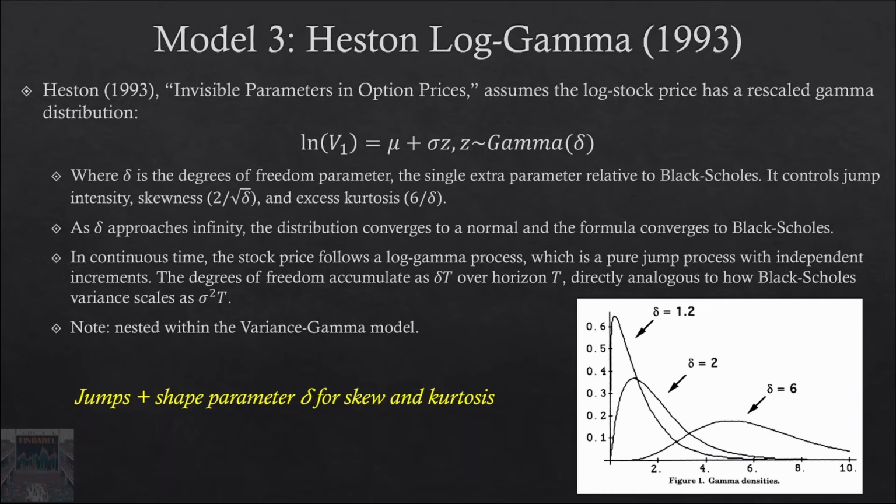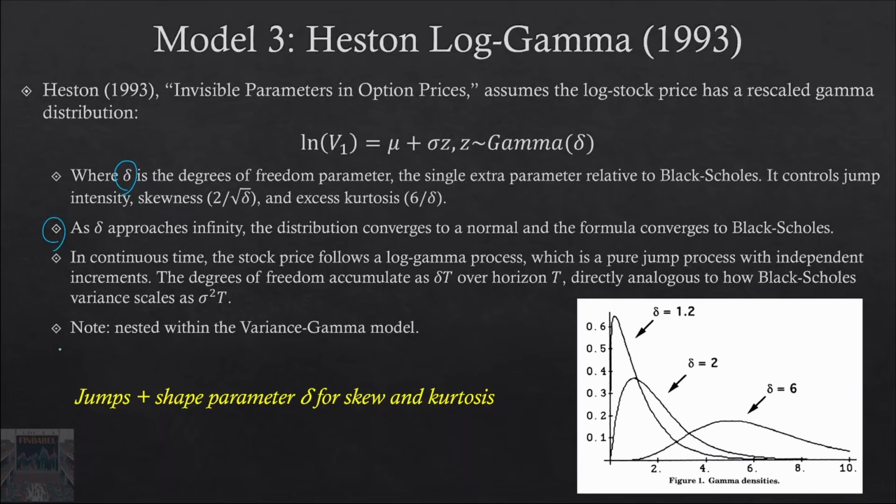Now let's move on to the log-gamma model. This model introduces skewness, kurtosis, and jump-like behavior, making it more flexible than Black-Scholes. So in this model, we have a new parameter called the delta. It controls jump intensity, skewness, and excess kurtosis. And as delta approaches infinity, the distribution converges to a normal, and the formula converges to Black-Scholes.